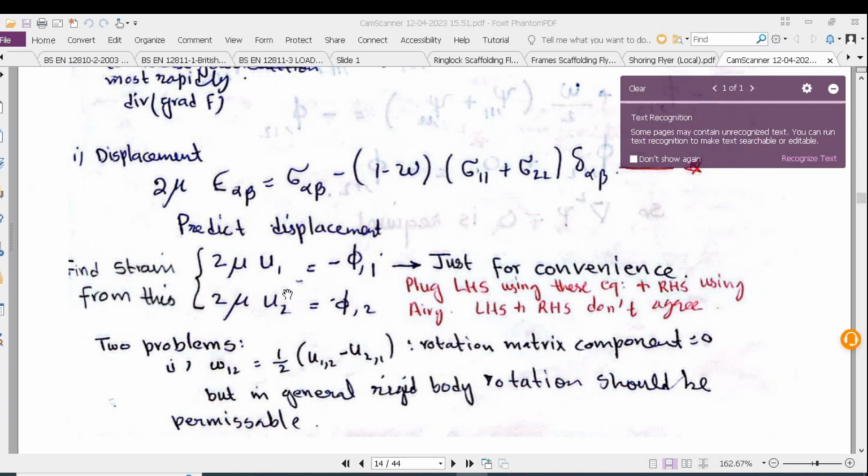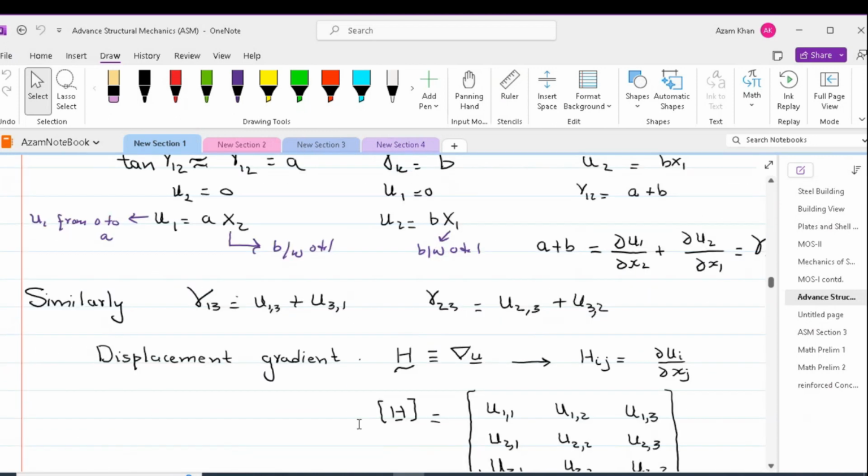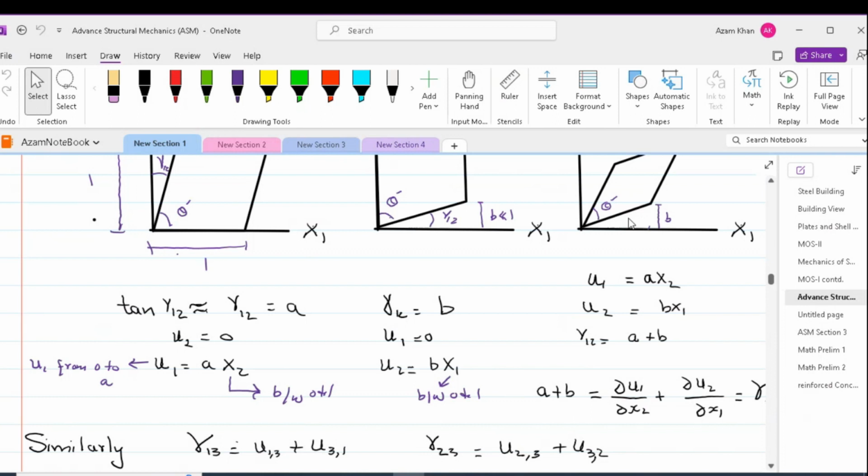Now, in this case of the displacement field, we have got two problems. One is a minor problem, another one is a major problem. One problem is that the rotation matrix is 0. The rotation matrix is defined as omega 1, 2 equal to half of u1 comma 2 minus u2 comma 1. In our previous presentations, we derived equations for shear strain, which look like these: gamma 1, 3 is equal to u1 comma 3 plus u3 comma 1. Gamma 2, 3 is equal to u2 comma 3 plus u3 comma 2. And gamma 1, 2 is u1 comma 2 plus u2 comma 1. Since both terms of these equations are positive, that tells us that there is a shear deformation.